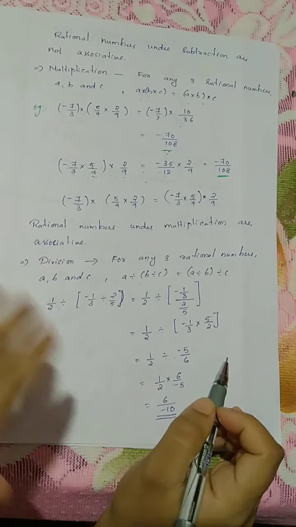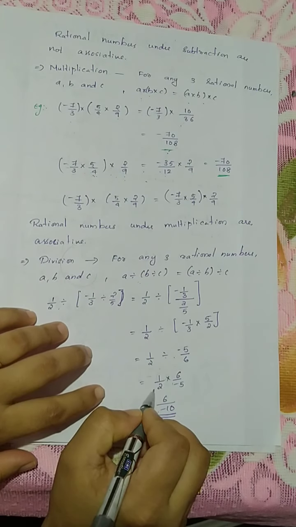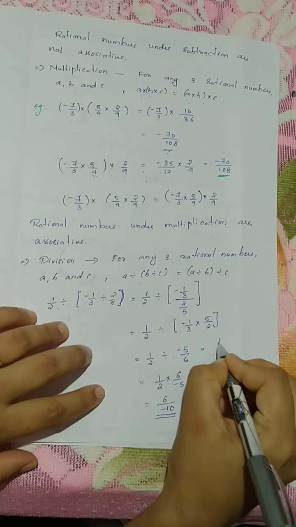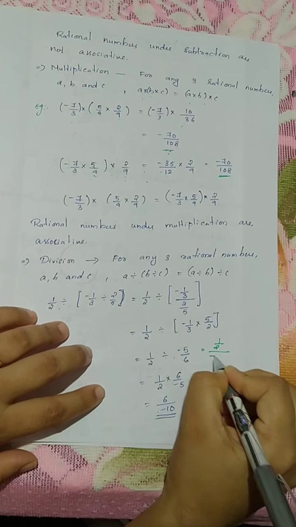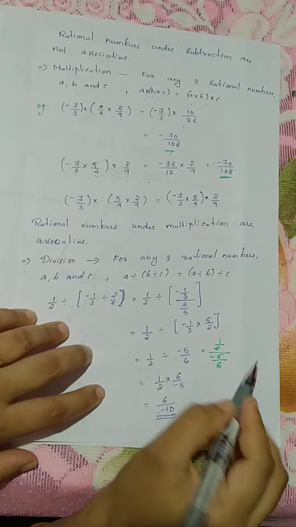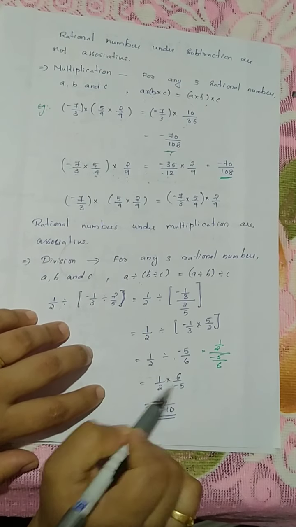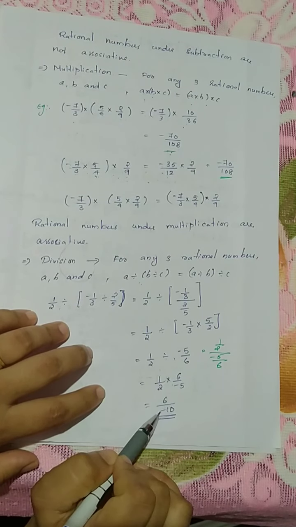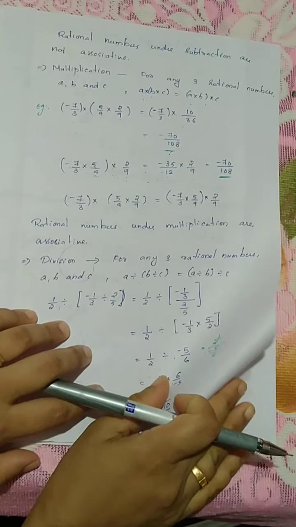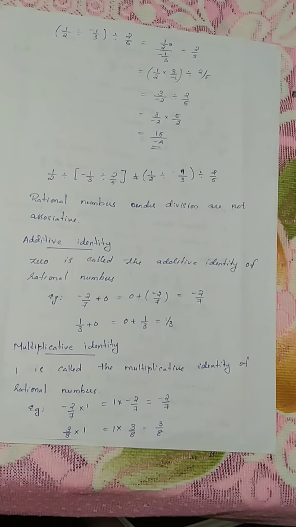This can be written as 1 by 2 divided by minus 5 by 6. This can be written as 1 by 2 into 6 by minus 5. When multiplied, the solution is 6 divided by minus 10. So the left hand side solution is that.